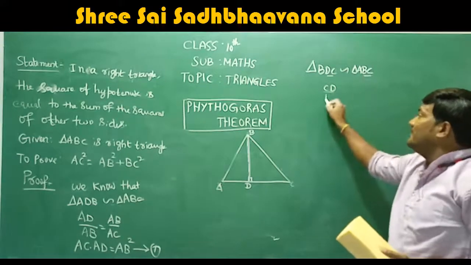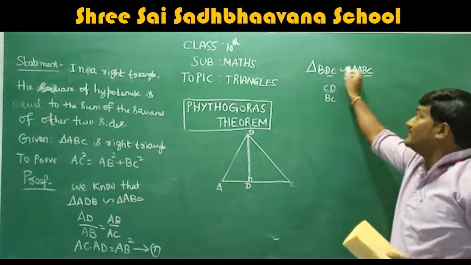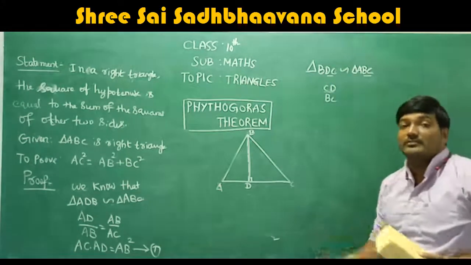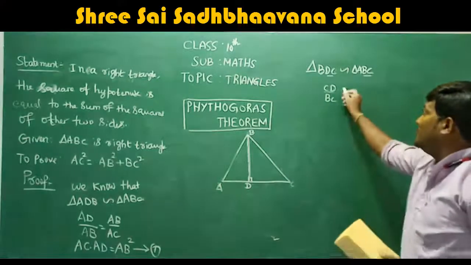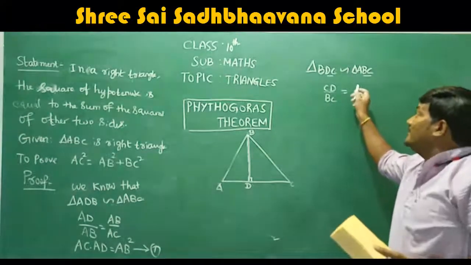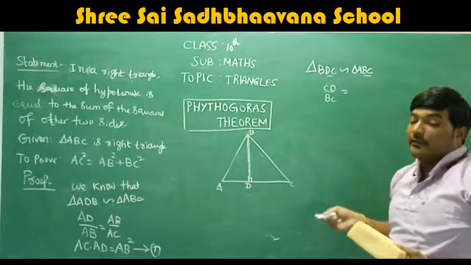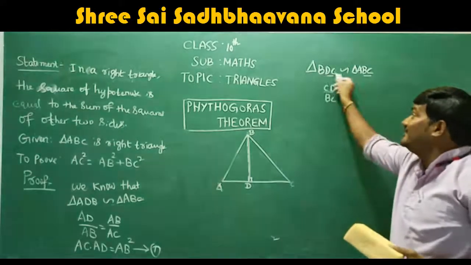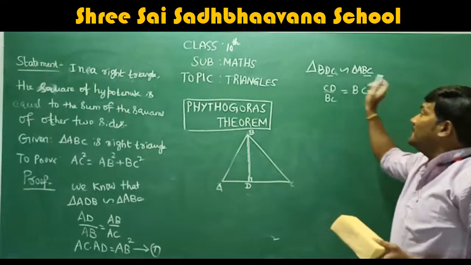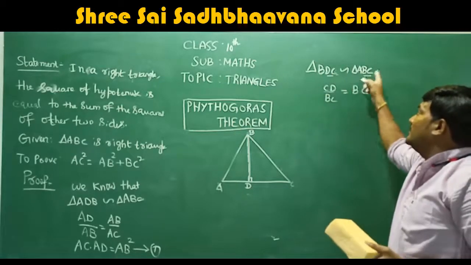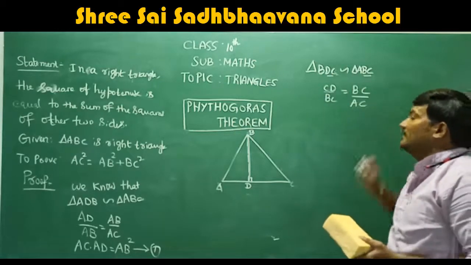So CD divided by BC. See, here I am taking the last two letters. Here also I should take the last two letters. CD by BC should be equal to, okay, here, and what is the next? Here I am taking BC, the first and last letter, and here also the same thing, BC by AC.